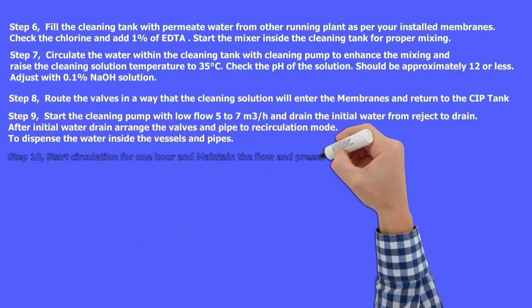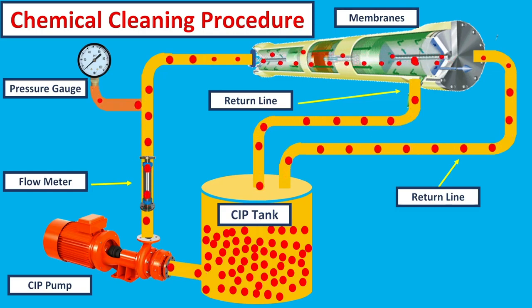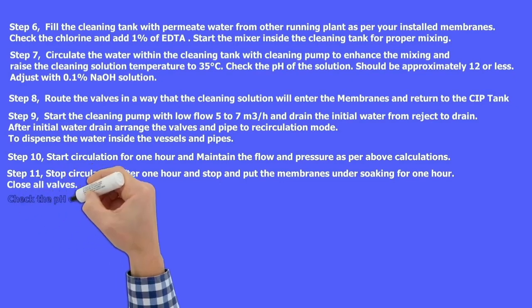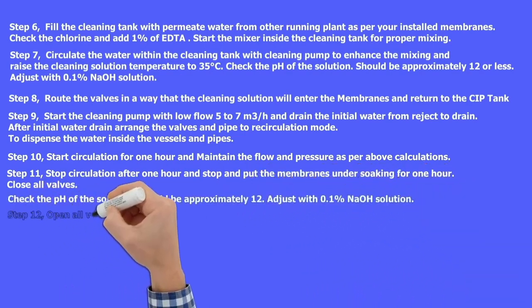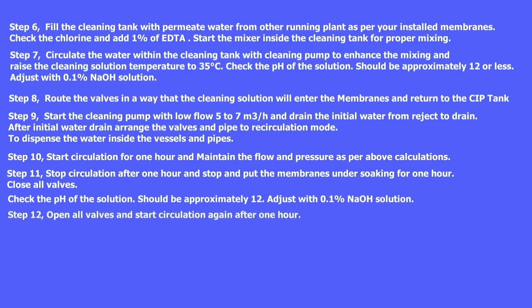Step 10. Start circulation for 1 hour and maintain the flow and pressure as per above calculations. Step 11. Stop circulation after 1 hour and put the membranes under soaking for 1 hour. Close all valves. Check the pH of the solution. Should be approximately 12. Adjust with 0.1% NaOH solution.